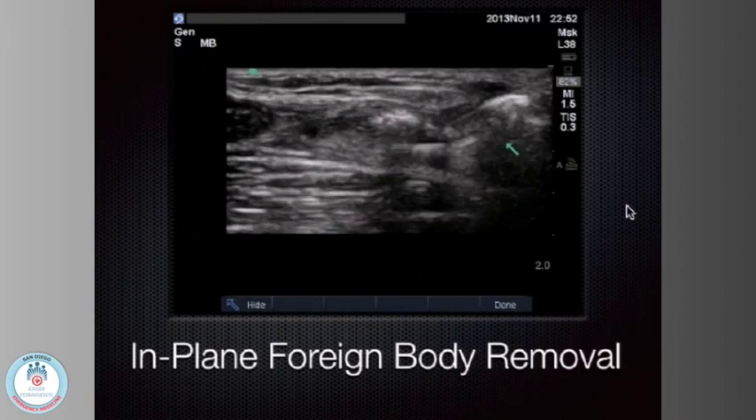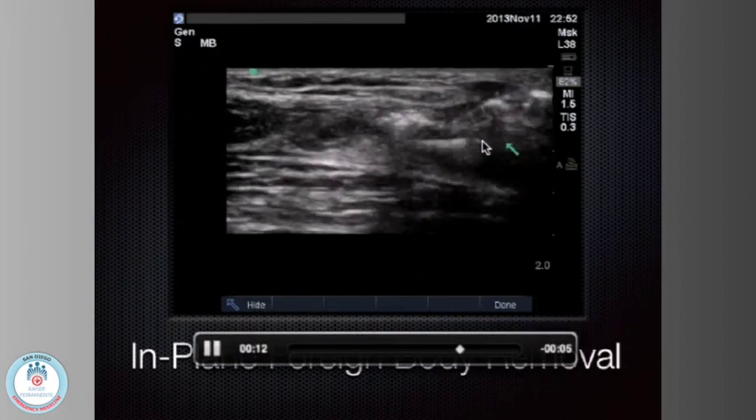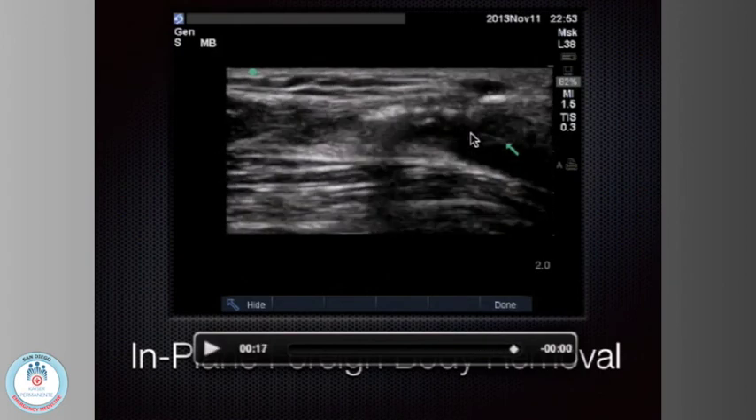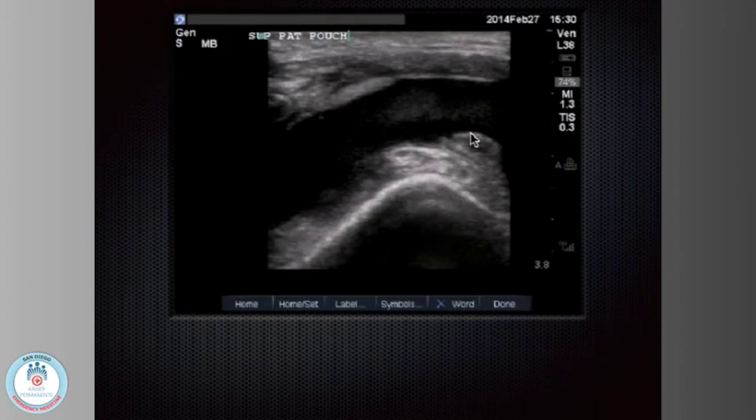And this is a foreign body removal. We've got the forceps open right here in plane. I don't know if you can see there or not, but we just grabbed a foreign body with those forceps. An IV drug user left a needle in by accident.